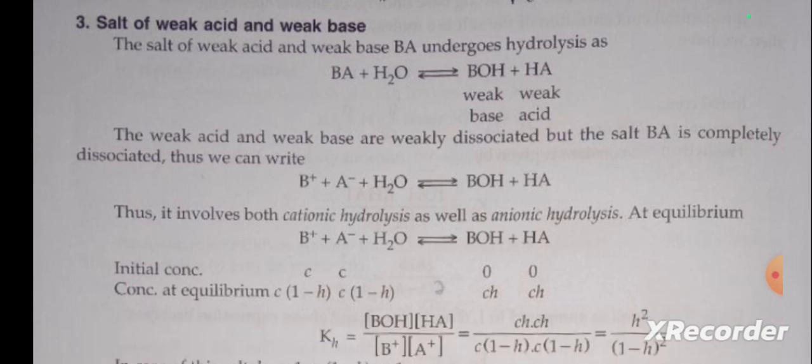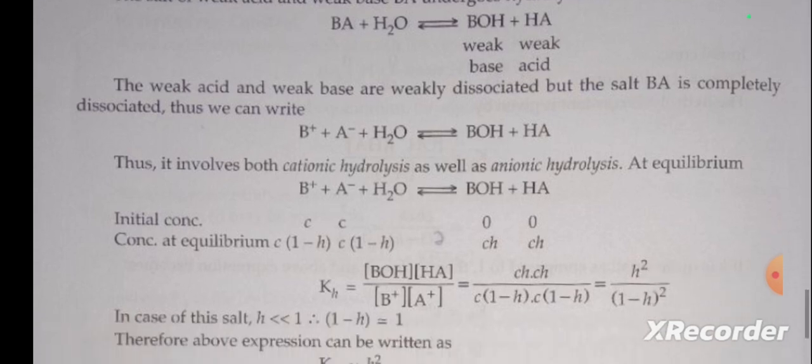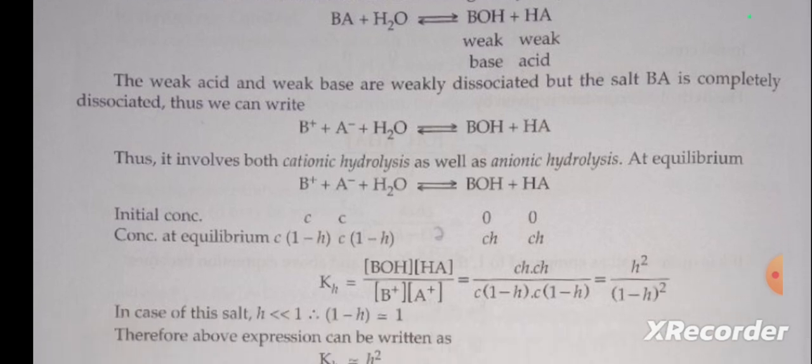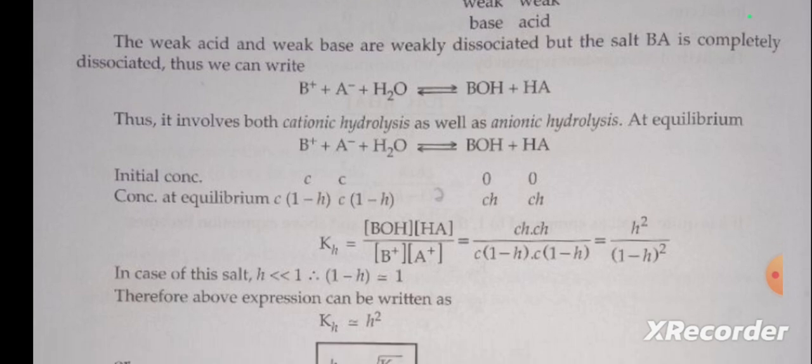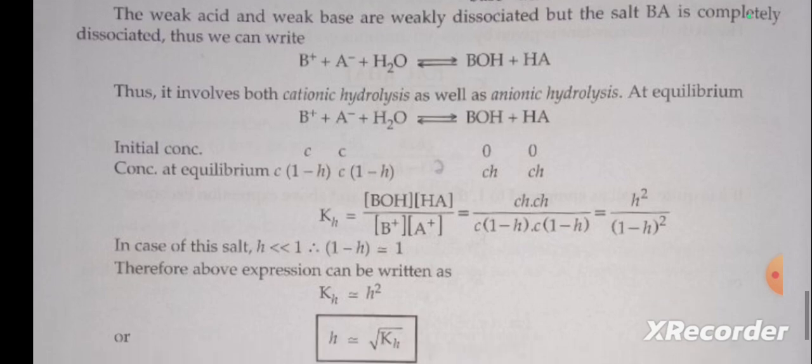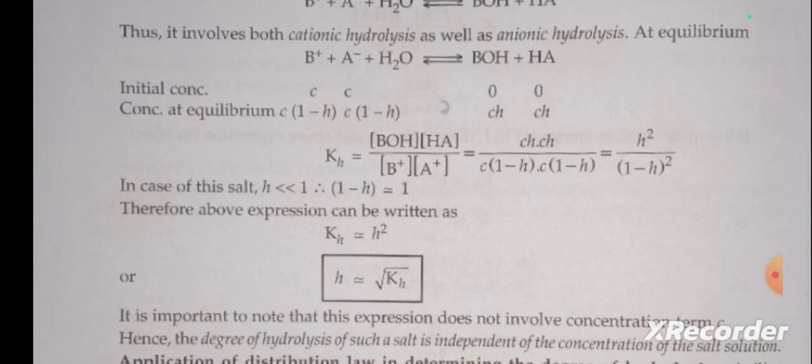Salts of weak acid and weak base. The salt of weak acid and weak base BA undergoes hydrolysis as BA + H2O ⇌ BOH + HA. Weak acid HA and weak base BOH are weakly dissociated, but the salt BA is completely dissociated. Thus, we can write B+ + A- + H2O ⇌ BOH + HA. Thus, it involves cationic hydrolysis as well as anionic hydrolysis.